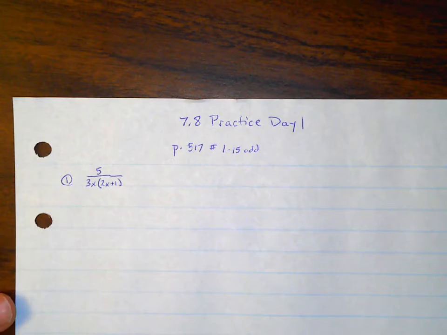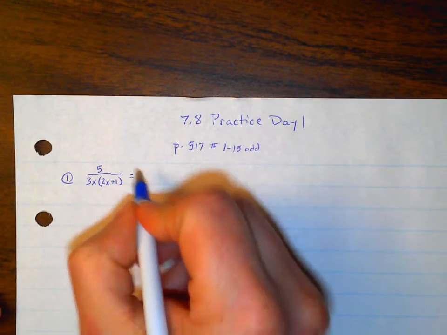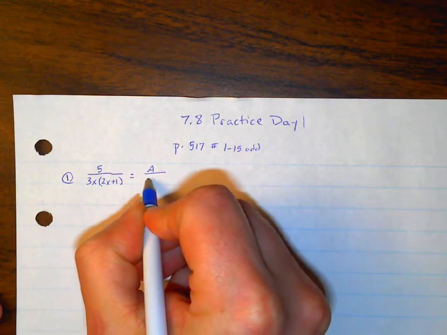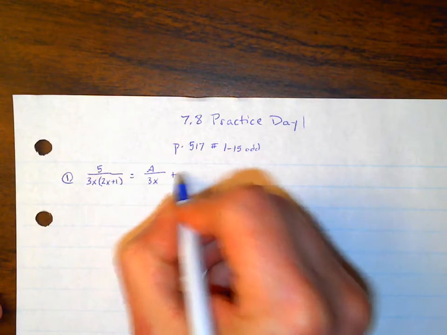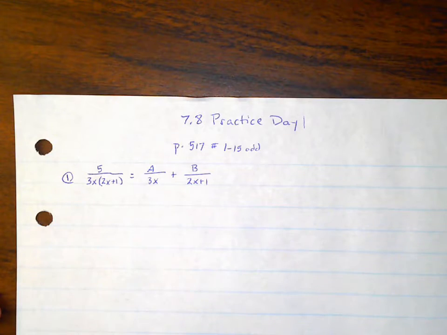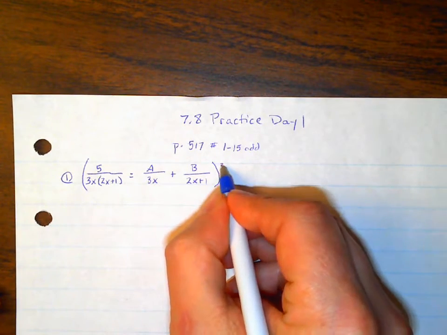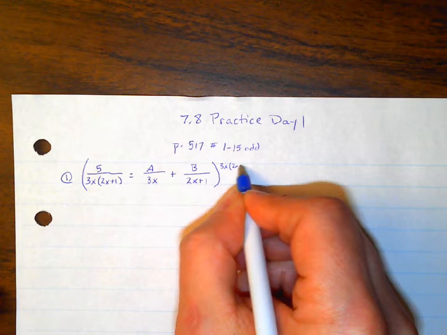This is 7.8 practice day 1, partial fractions. Okay, so we're going to separate this into some number divided by 3x plus some number divided by 2x plus 1. We're going to find those. So we're going to multiply both by the 3x and the 2x plus 1.